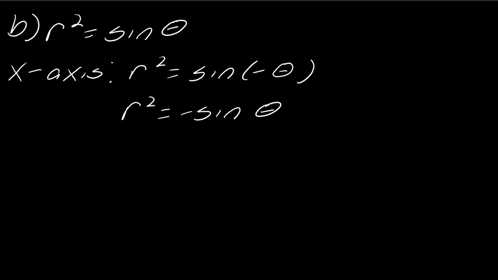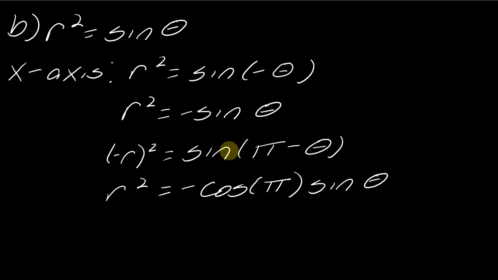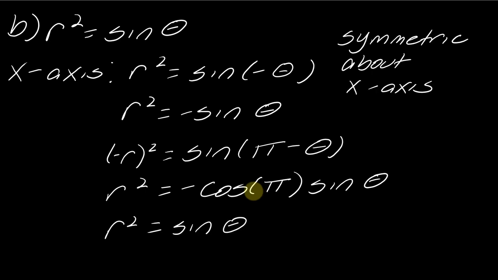Okay, so I am plugging in my identity. When I plug in my identity, I end up with sine of pi, and sine of pi is 0. So the first half of that long identity goes away. And so the second half of this identity just becomes negative cosine pi sine of theta. And of course, negative r squared just gets us back to r squared. Cosine of pi is -1, so a negative and a negative is going to end up giving me r squared equals sine theta. So I have now proven that this is symmetric about the x-axis because one of these two conditions held.